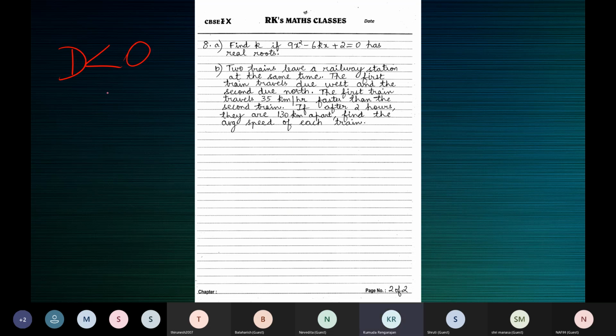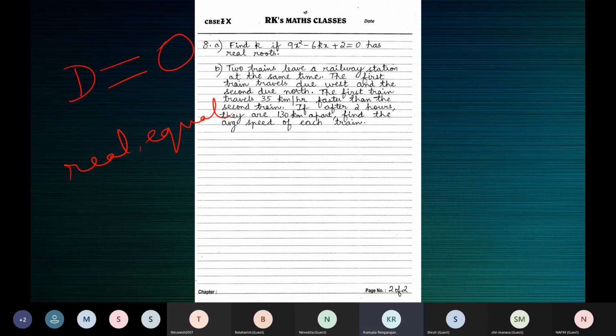When the value of D is less than 0 or when D is negative, the given quadratic equation has no real roots. The roots are imaginary. Next, when the value of the discriminant is equal to 0, the given quadratic equation has real roots and the roots are equal. Both are the same, like 5, 5.